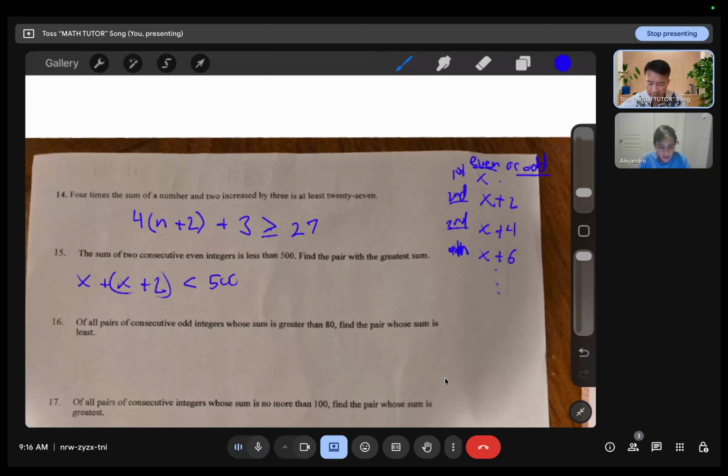Hey, let's do this quickly. 2n, let's combine like terms. Plus 2, you don't distribute anything because it's like a 1 in front of the parenthesis. Less than 500. Let's continue here. Subtract both sides by 2.